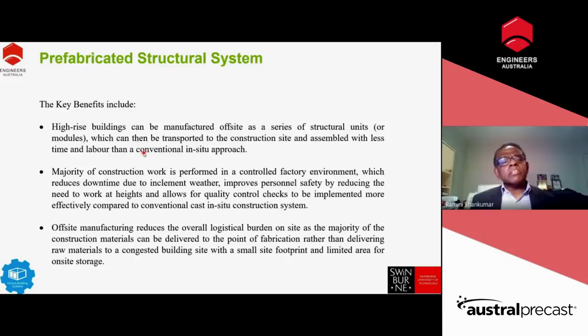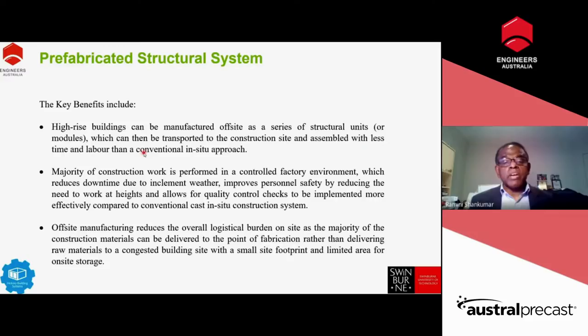Prefabricated structure, what's the key benefit? A high-rise building can be manufactured off-site as a series of structural units or modules, which can then be transported to the construction site and assembled with less time and labor than a conventional in-situ approach. The majority of the construction work is performed in a controlled factory environment. QA is important, isn't it? This reduces downtime due to inclement weather and improves personal safety. He doesn't have to construct the 44th floor at 44 floors high. It can be constructed on the ground floor, reducing the need to work at heights and allowing quality control checks to be implemented more effectively compared to conventional cast in-situ construction systems.